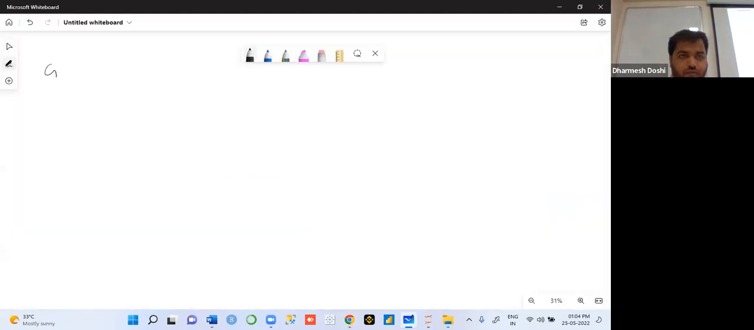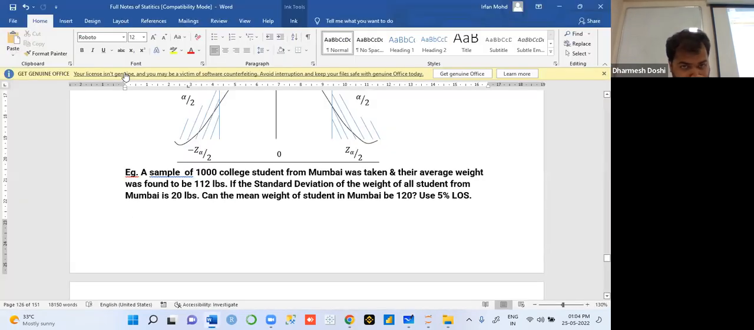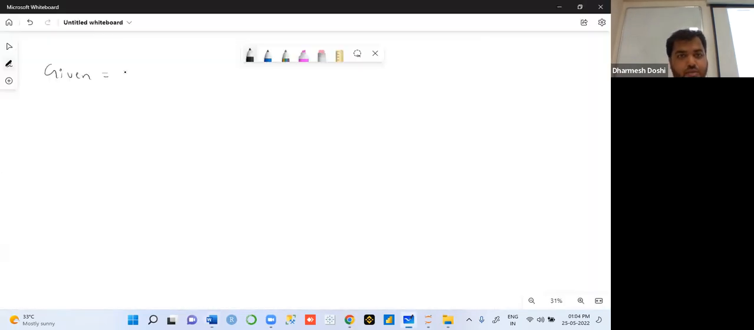So first we'll write what is given. Okay. Always remember in stats, always keep a habit of writing given. Okay. How many students we have? Sample have 1000. The sample means n. You clear over here? Then how much is the mean weight of our students? 112, no? Standard deviation 20.